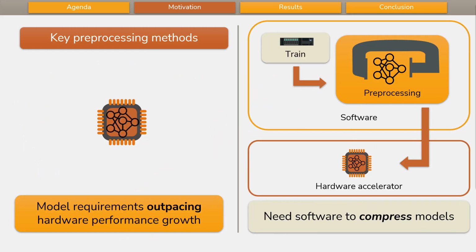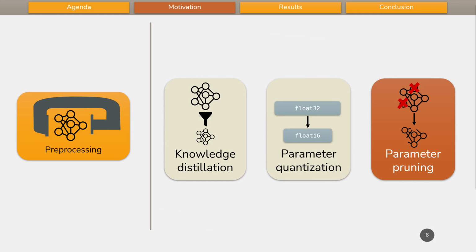product. A key issue nowadays is that the computational requirements of models are outpacing improvements in hardware accelerator performance. As such, model compression through software preprocessing is required in order to ensure that future models can still be accelerated via existing hardware. Even though the field of model compression spans many different areas, this project focused on parameter pruning, where redundant model parameters are removed due to its wide body of existing literature.